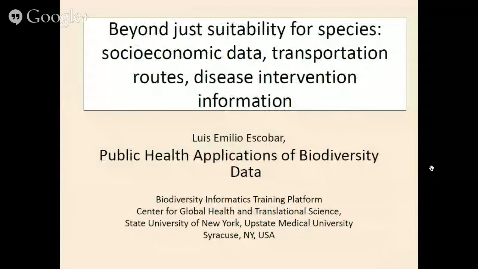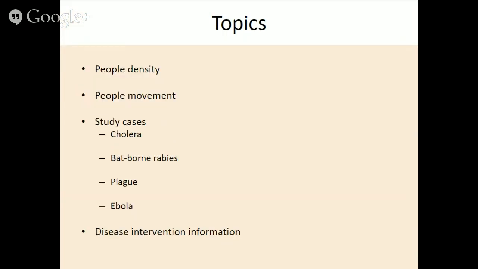It's about going beyond just suitability for species, and we are going to add more information to our suitability maps, adding socioeconomic data, transportation routes, and disease intervention information. We are going to see that using such information, we are improving the interpretation of our maps. So these are the topics for this talk.